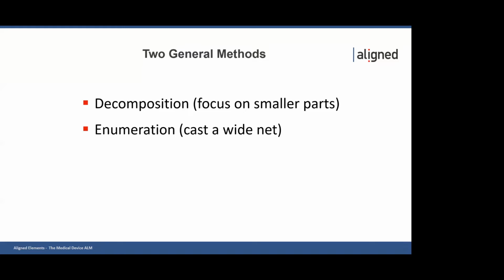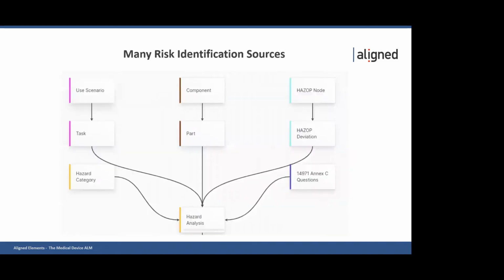The other type of method is more of an enumeration type, meaning that we start out with some kind of defined list. And then we just go through this list and ask ourselves, to what extent is an item in this list applicable to my device? And that also has its benefits, and I'm going to talk about that in just a little bit.